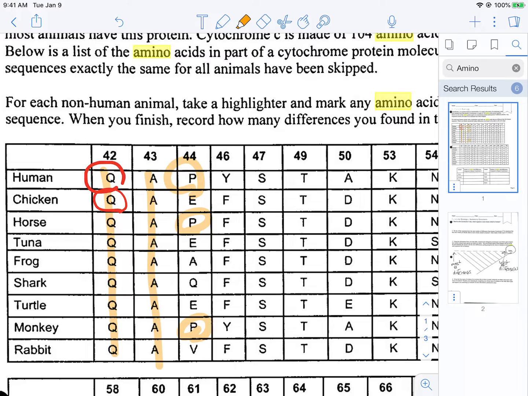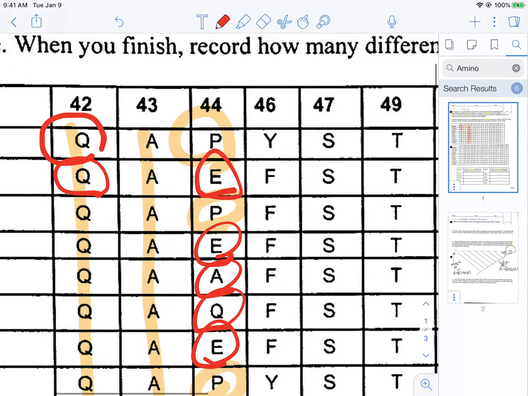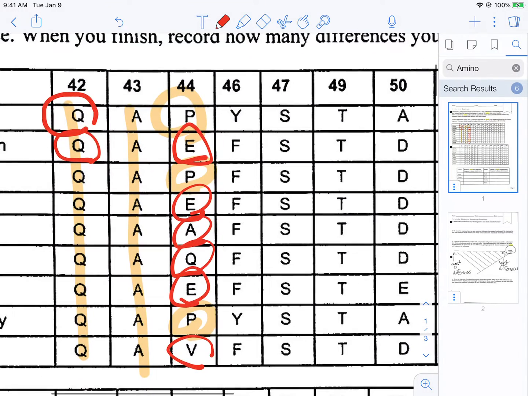So we're actually going to highlight, and I'm going to put an X here, or just circle them in red. So you're different, you're different, you're different. You're hunting for anything that is not what a human has, in that case a P, okay? Doesn't matter if it's an E, A, Q, or whatever. As long as it's not a P, you circle it, okay?